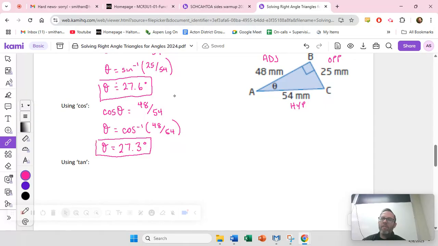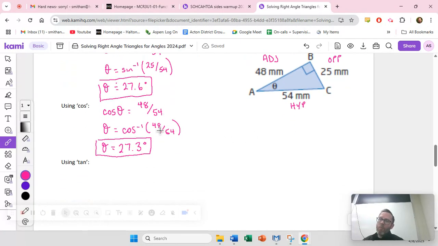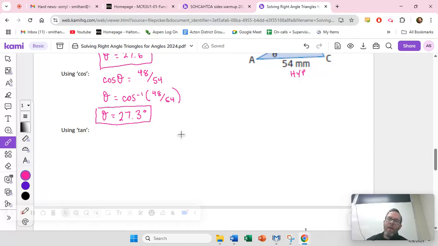Do you guys get 27.3 for this one? All right, so what this is kind of simulating is, say you're solving a triangle, maybe you're given 2 of the sides and you're using Pythagorean theorem, and maybe the hypotenuse isn't exactly 54, maybe it's 54.1 or 53.9 or something. Then we are going to have a little bit of rounding error, but hopefully you guys are convinced it's more or less the same angle, right? Around 27.5. So we should get around 27.5 for this final one.